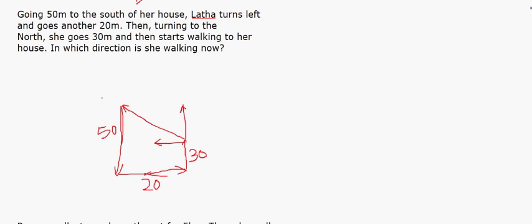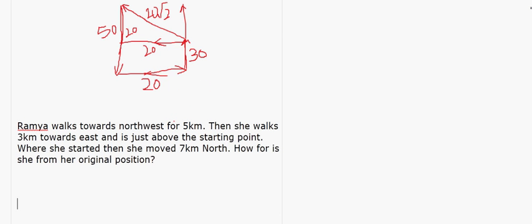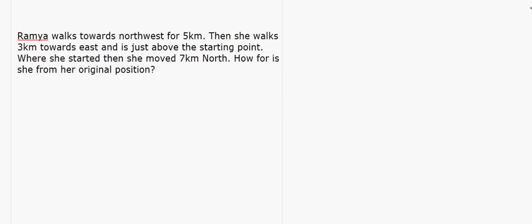So here we need not calculate what is the distance, but if we have to calculate, this is 20, 30 she has already covered. What is left is 20 here, so this thing becomes 20. So 20 here, 20 here, so this would become 20 root 2. So she has to cover 20 root 2 in northwest direction, right? Let's go to next question, which says, Ramya walks northwest for 5 kilometers, right?